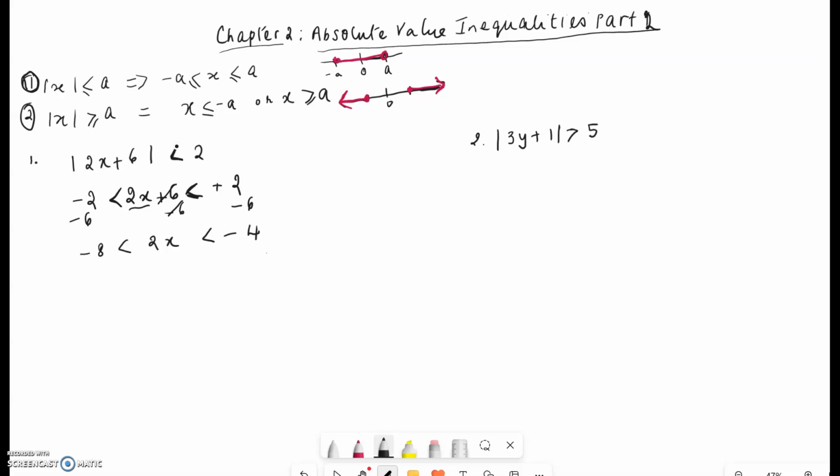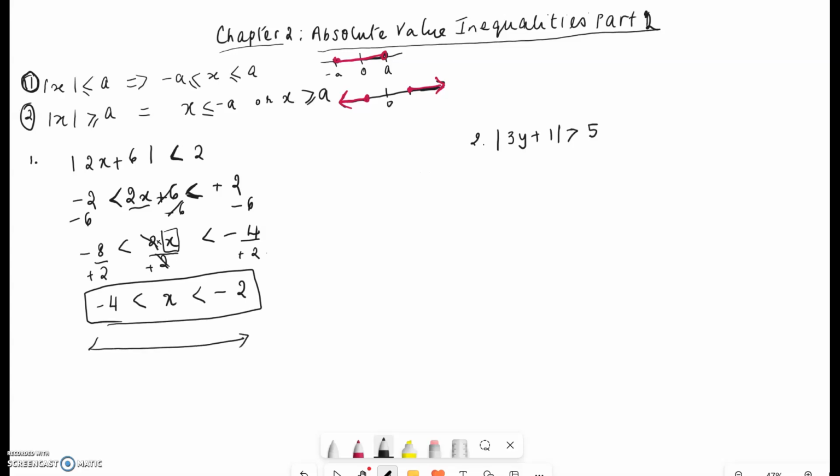Next, we want to get x by itself. That's the goal. So 2 is multiplied to x, and 2 is a positive number. When you divide throughout by 2, it's a positive number, so that does not change the direction of the inequality. So -8 over 2 is -4, is less than 2 divided by 2 is 1, 1 times x is less than -4 plus 2 is -2. And that's the solution. It can be presented or graphed on the number line.